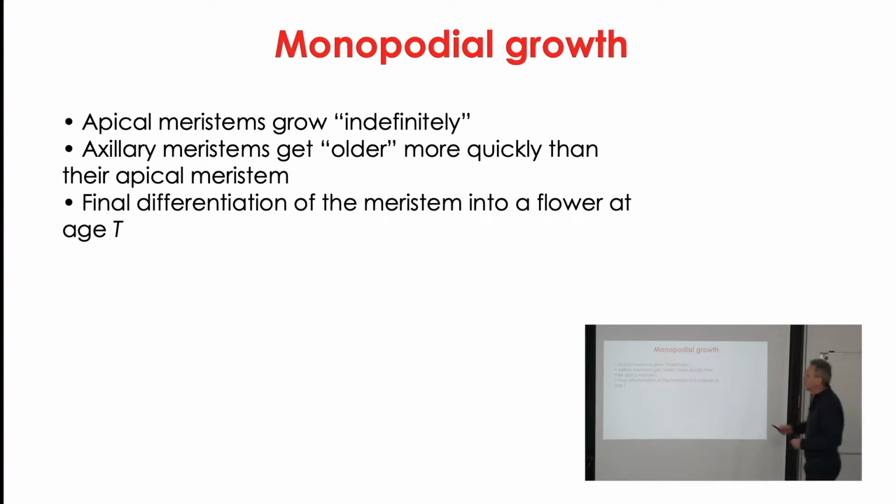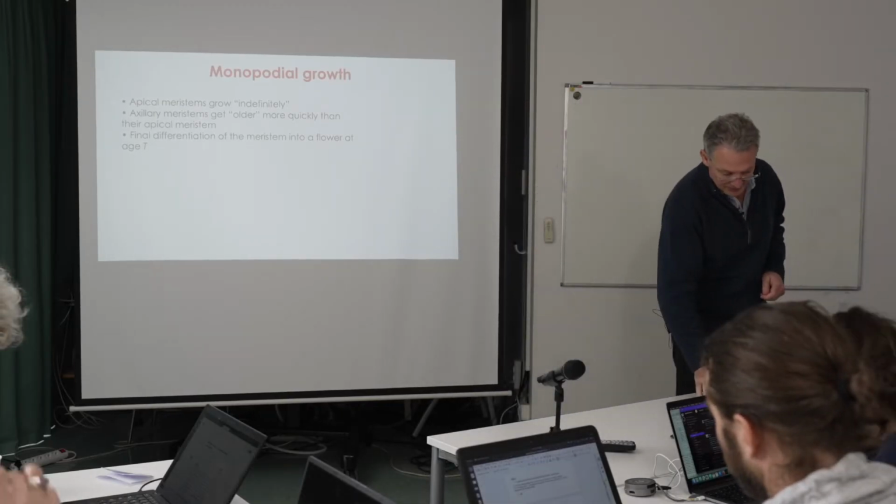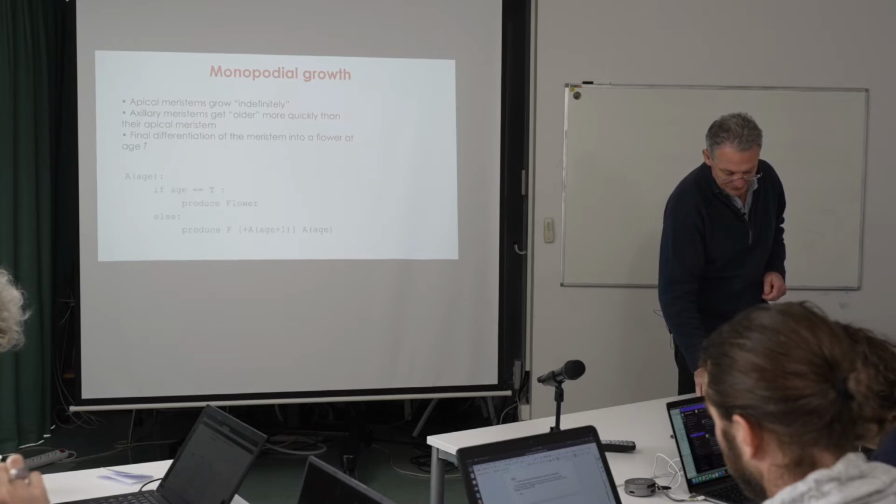So remember, apical meristems grow indefinitely. The axillary meristems get older more quickly than the apical meristem, and they may undergo a differentiation into flower at some point.